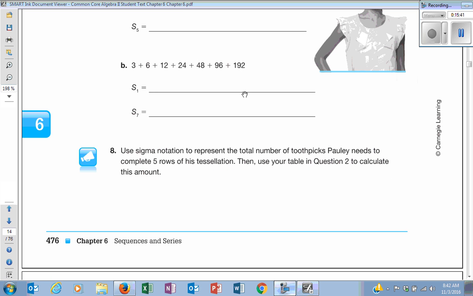All right, so for homework, I want you to go ahead and try part B. And now we're going to skip over something, I'm going to go through it really quick with you. So actually, do number 8 too. Number 8 goes back to using those toothpicks.